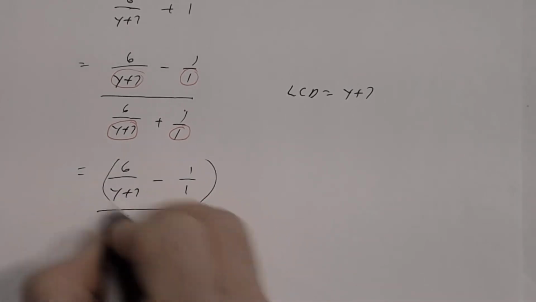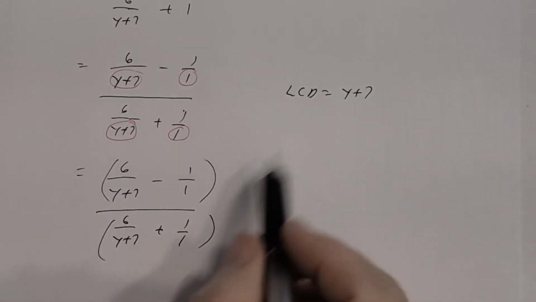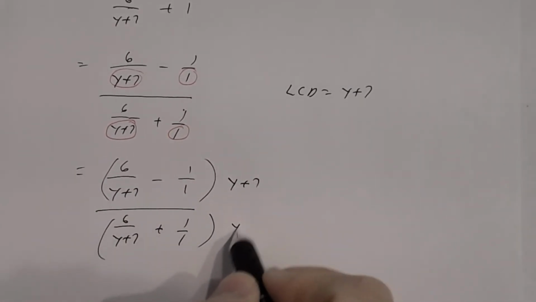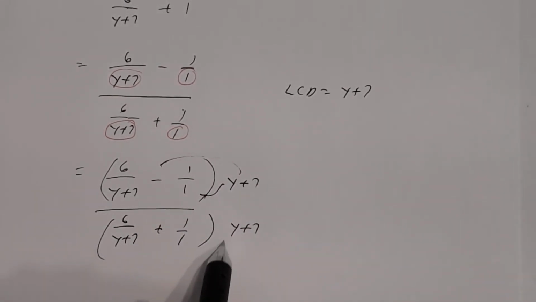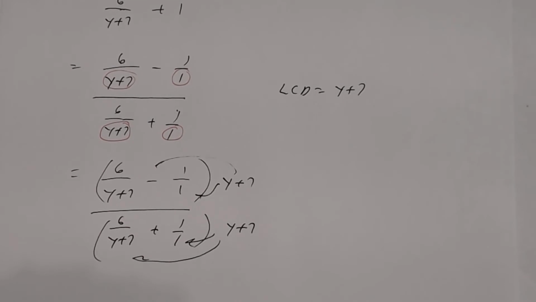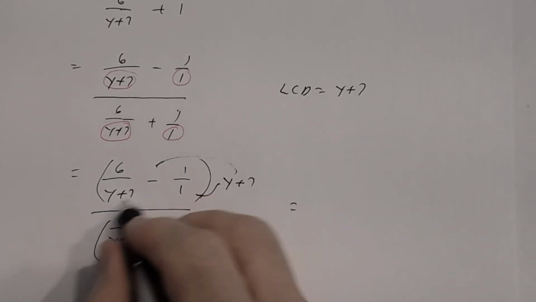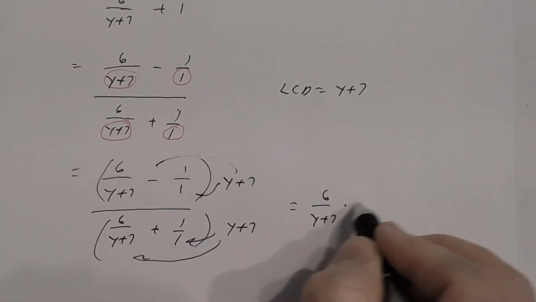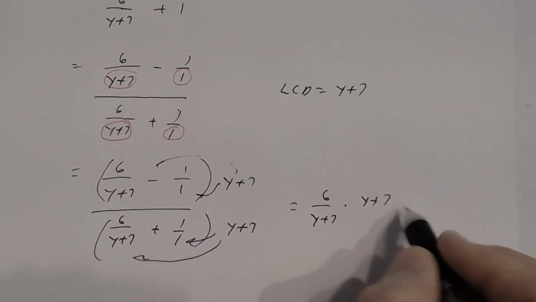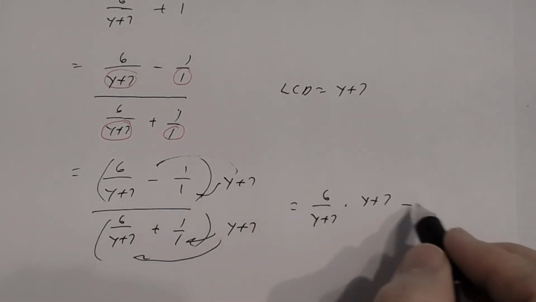And you multiply both numerator and denominator by the LCD. So basically what's happening is that you're going to multiply every term by the LCD. So you're just distributing the y plus 7s. So basically you're going to say this term, this fraction, times y plus 7, times the LCD, minus 1.